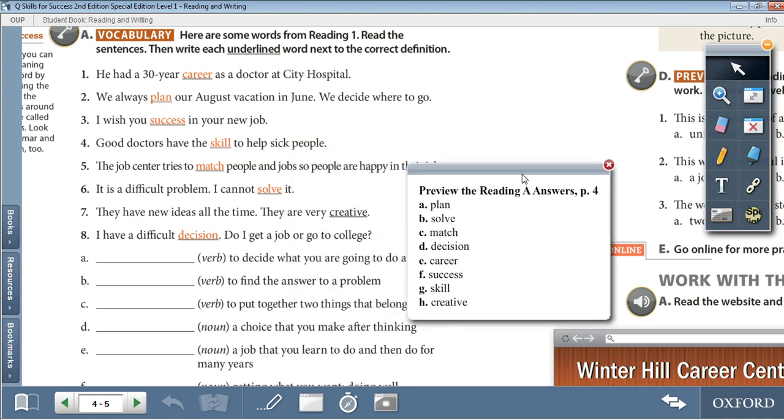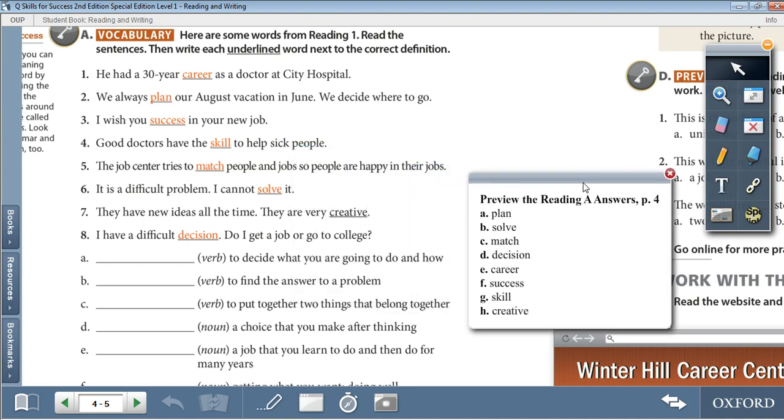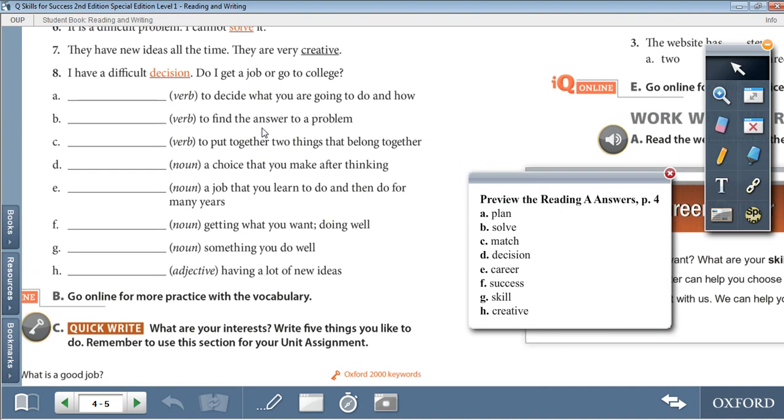And here are the correct answers. As you can see, A is plan, and the definition, it's a verb to decide what you are going to do and how. B, solve, verb to find the answer to a problem. C, match, verb to put together two things that belong together. D, decision, noun, a choice that you make after thinking.